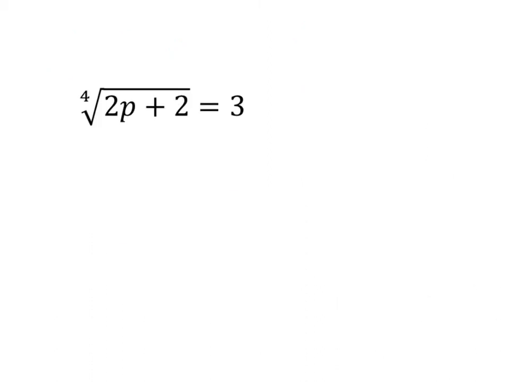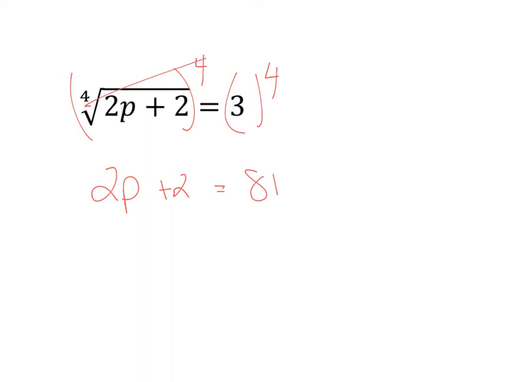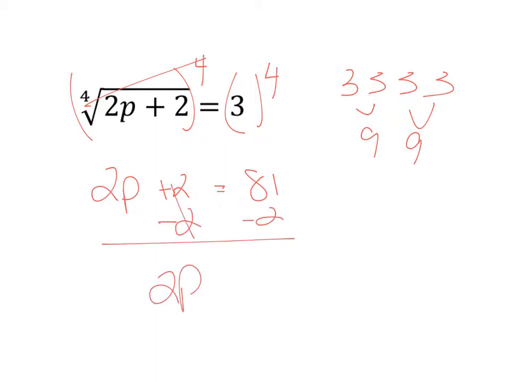Okay, for this one it's slightly different because I have a fourth root. When you have a fourth root, you want to get rid of it by raising both sides to the fourth power. So raise this to the fourth and raise that to the fourth. Those cancel. You'll end up with 2p plus 2 equals 3 to the fourth, which is 81, because 3 times 3 is 9, 9 times 3 is 27, and 27 times 3 is 81. Obviously you have your calculator too. Anyway, subtracting 2, I get 2p equals 79. I will divide by 2 to get p equals 79 over 2.